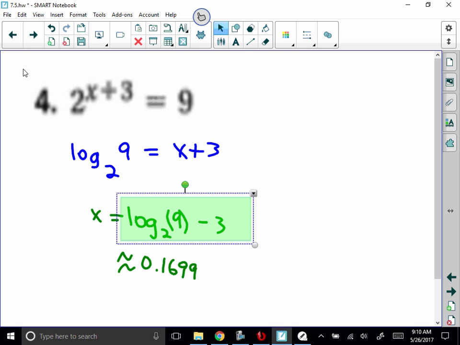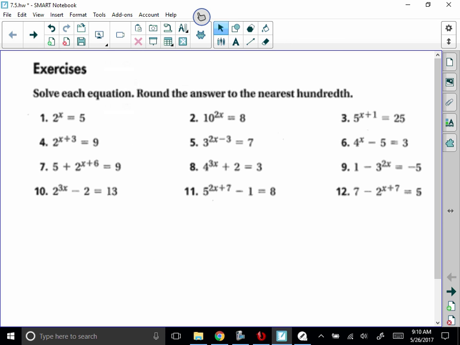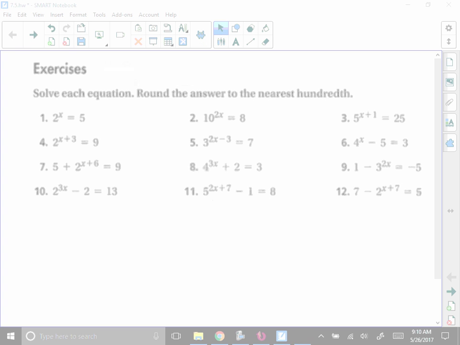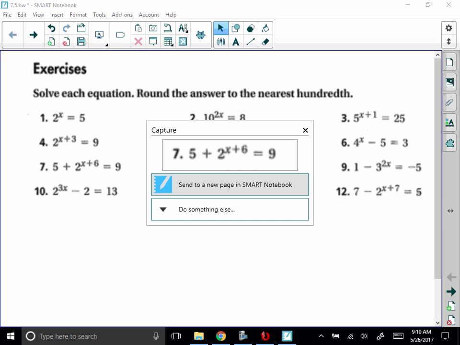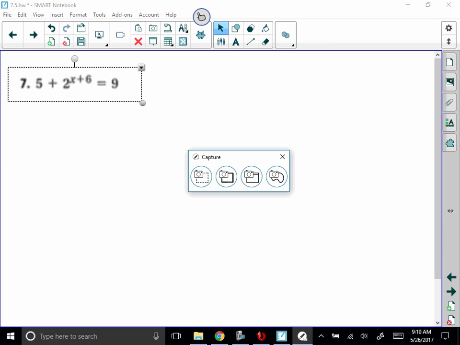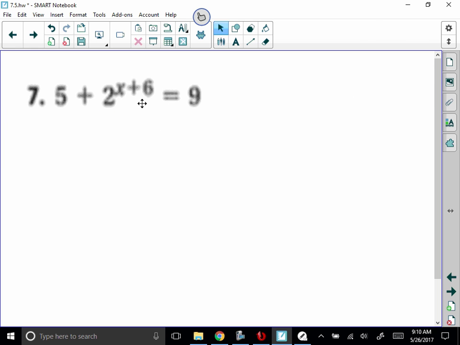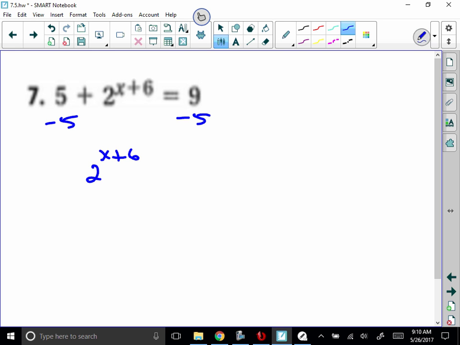We ready? El próximo, number 7. Lucky number 7. Wasn't that a movie? Well, 7 requires a little bit of housekeeping. What do we got to do first? Subtract 5. So we get 2 to the x plus 6 is equal to 4.